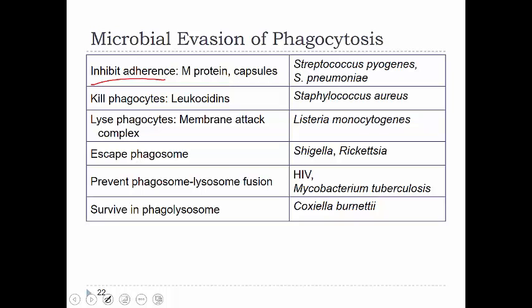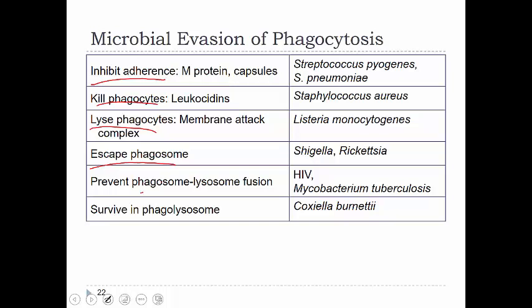They can also kill the phagocyte by releasing a chemical. They can lyse the phagocyte. In this case, they're going to blow holes in the membrane. They're going to use the membrane attack complex to cause this. They can be brought into the cell and then actually escape the container, the phagosome. This basically allowed them a door into the cell in the first place.